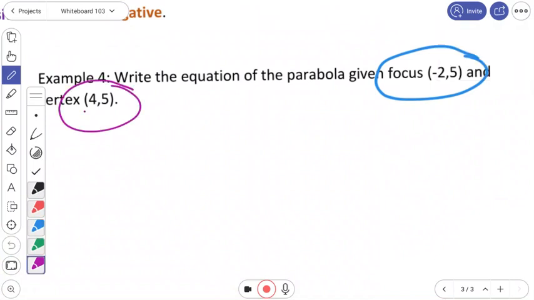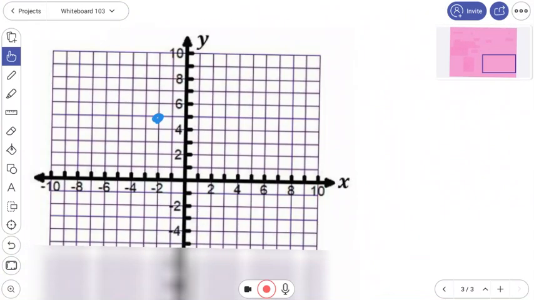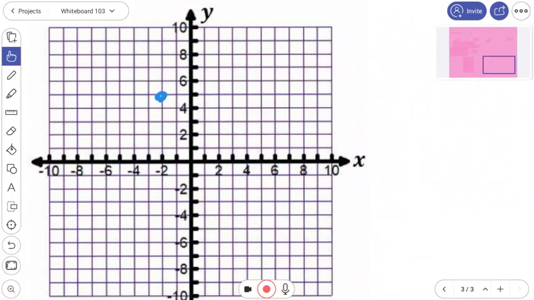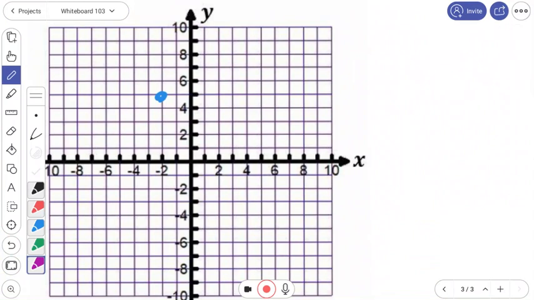And remember, our vertex is always h, k. So 4, 5. We're going to go to the right 4 and up 5. That's our vertex. I'll label that with a V, and the blue point was our focus. All right, so we have our vertex and we have our focus. We remember that if our focus is to the left, then our parabola is going to open to the left. We always open towards our focus. So rough sketch right there, that's what it looks like.